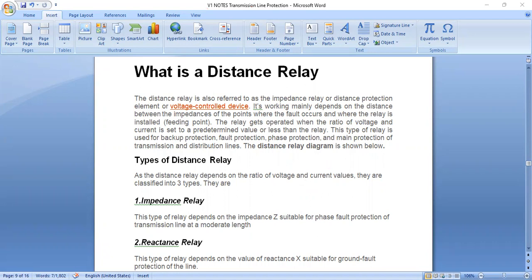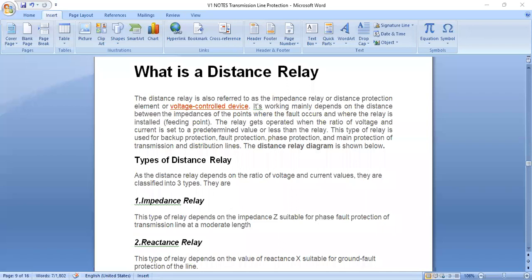Now, when the distance relay operates, where is it used? Then what are the types of the distance relay? This is the main question. The distance relay is the distance protection, defined as a distance protection element designed to measure the faulty point.